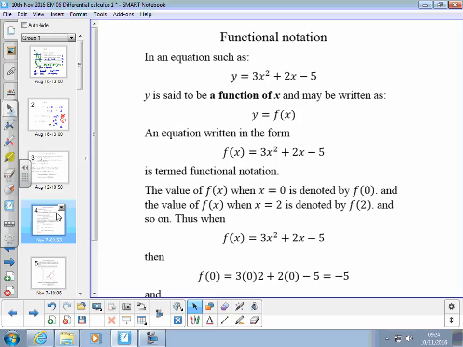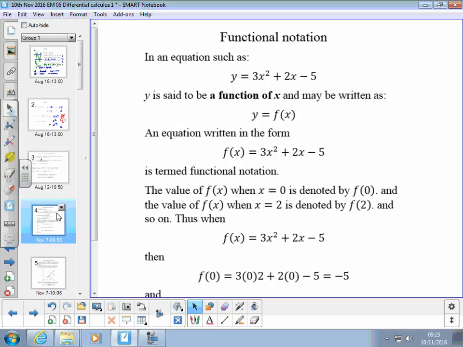So, functional notation we're going to take a look at first. In an equation such as y is equal to 3x squared plus 2x minus 5, we're looking at a quadratic equation. The highest power of x is 2. Y is said to be a function of x, written as y is equal to f of x. An equation written in that form, f of x equals 3x squared plus 2x minus 5, is termed functional notation.